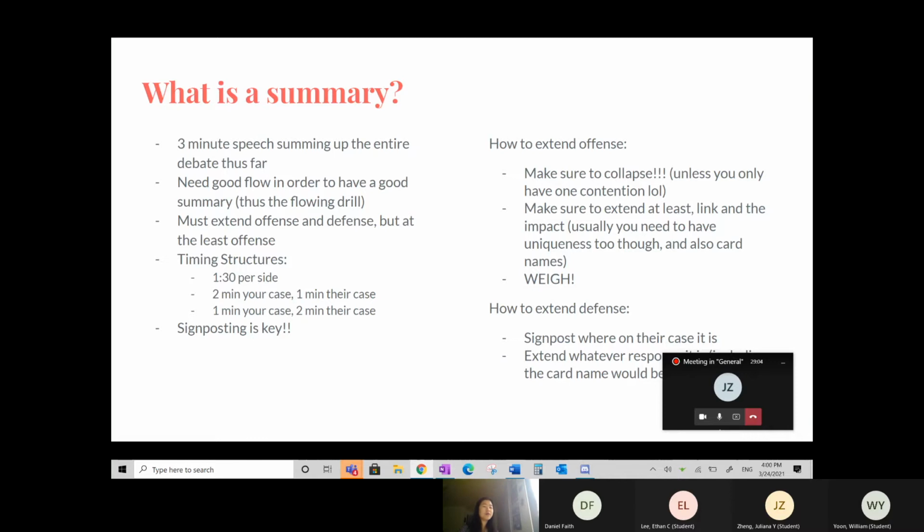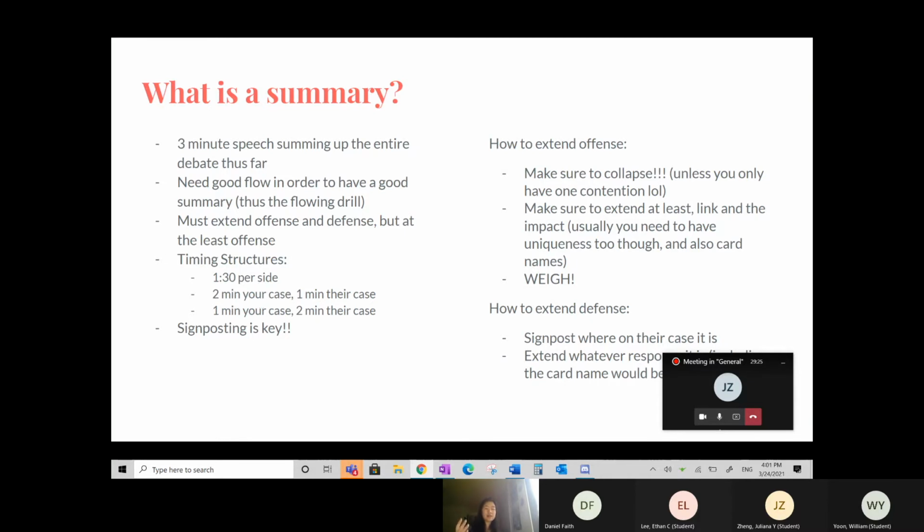It can really vary, but you probably don't want to spend less than 30 seconds on your case, because you generally want to spend more time on your case as compared to their case. So I probably recommend 1:30 per side, or 2 minutes on your case and 1 minute on theirs, because it's very important for you to have offense even if you don't have defense.